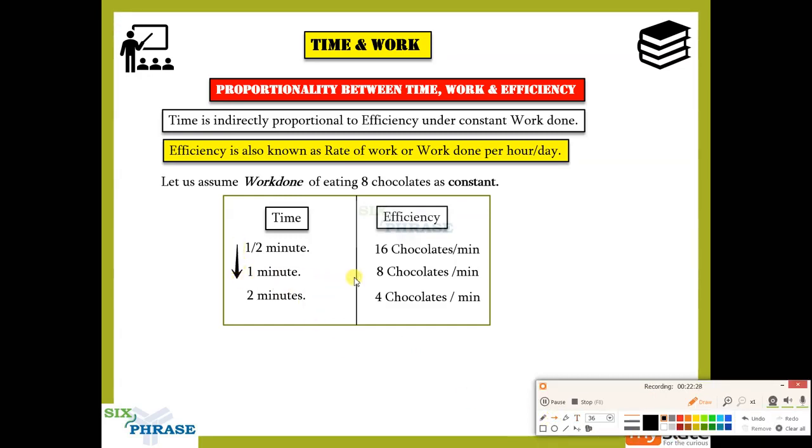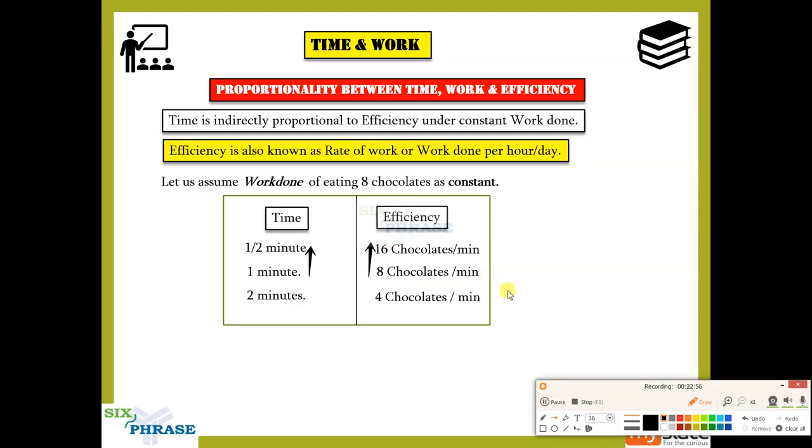Okay, what is happening to efficiency? It is decreasing. Yes, when you increase the time, the efficiency is decreasing. Okay, so it is strange. If you decrease the time from 1 to half a minute, what's happening is, if you decrease the time, the efficiency is increasing. Yes, from 8 it becomes 16.